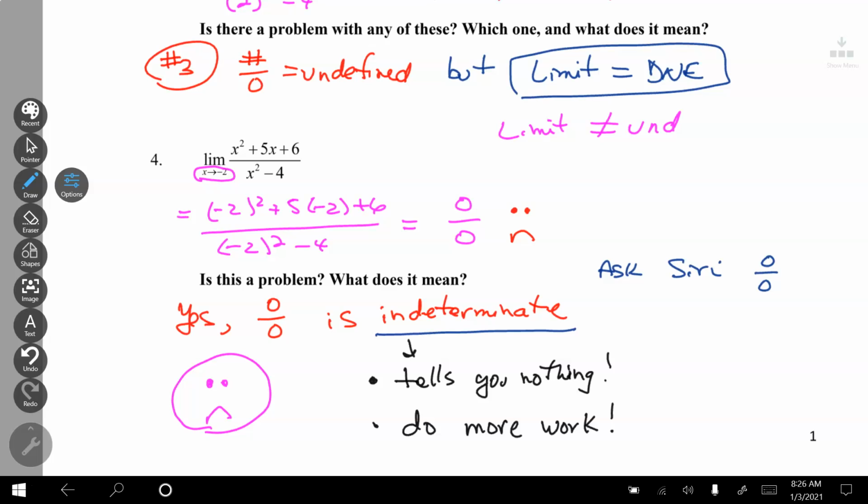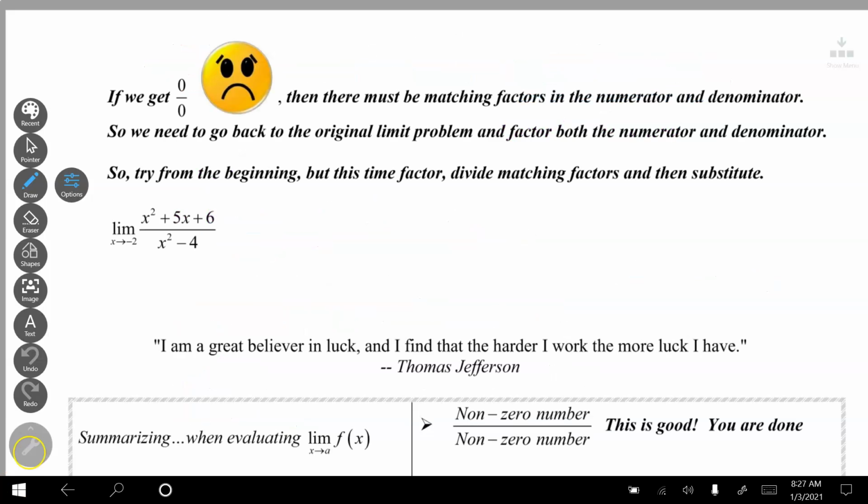So if you ever get 0 over 0, and you put a frowny face after it, I will give you a +1 bonus. But only for problems where you get 0 over 0 on a quiz or a test, and you have to put a frowny face after it. And then you've got to do more work. You're not done. You've got to still solve the problem. So what do I mean by that? Whenever you get 0 over 0, there's something going on in the problem, probably some things that are going to cancel out. You have matching factors. So that's why you're getting 0 over 0.